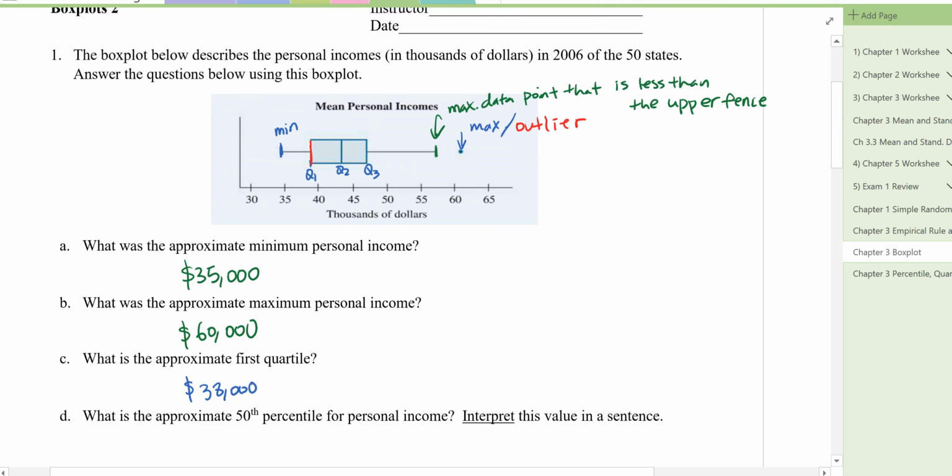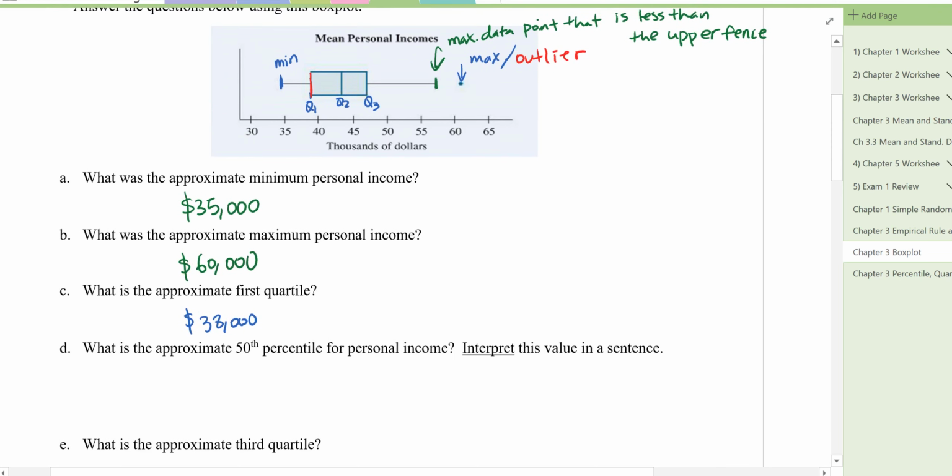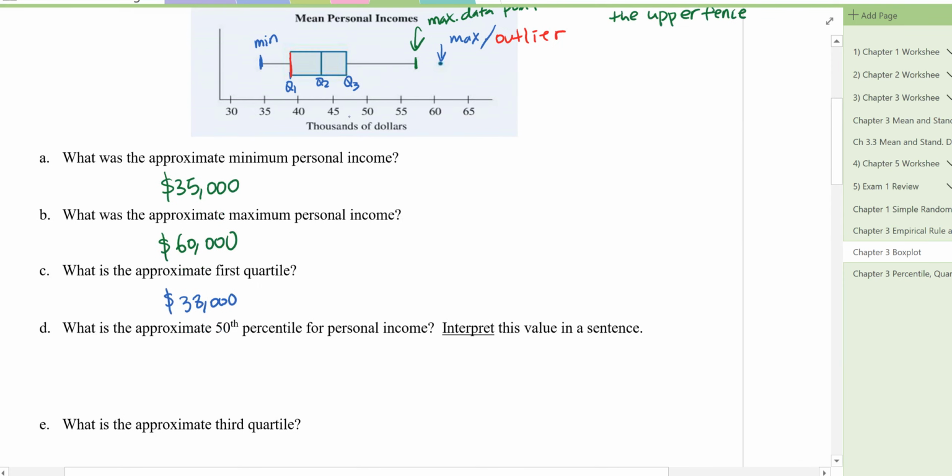And what is the approximate 50th percentile of personal income? The 50th percentile is also the median, and that's Q2. Q2 in this case is approximately 44, so 44,000. That means 50% of the incomes are under 44,000, and 50% of people make more than 44,000. And let me write.